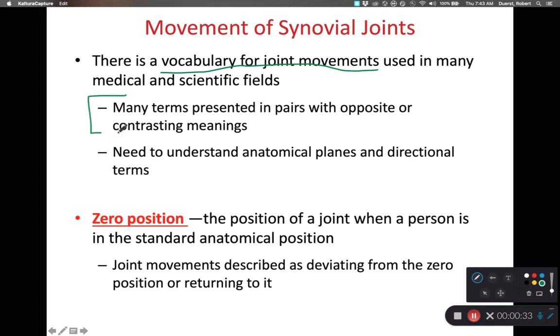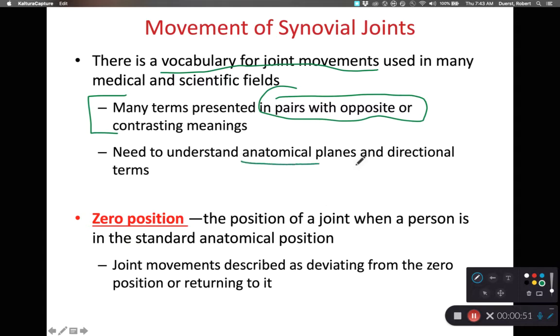As we look at these terms, it's kind of like the directional terminology of the body, where we have anterior and posterior, superior, inferior, proximal, distal. We have terms presented in pairs with opposite meanings. So when you are learning this, group these opposite terms with each other.